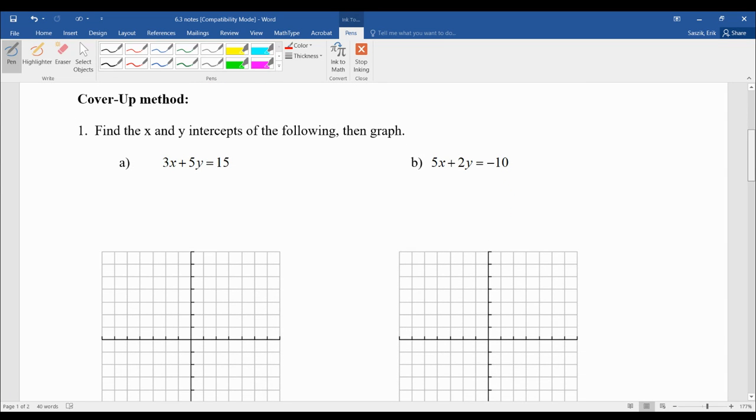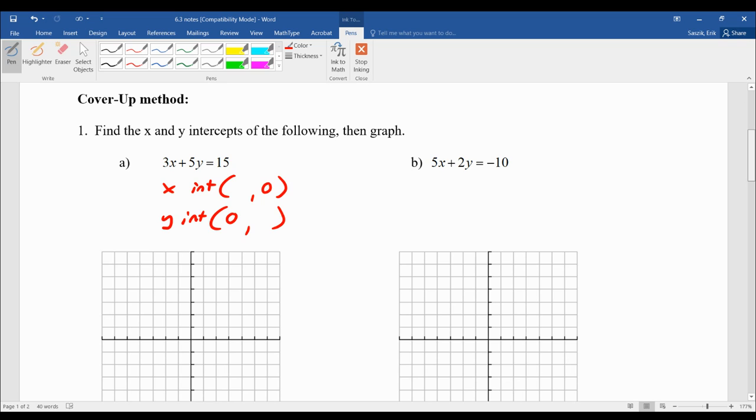Now, what it does is, we could graph this thing if we solve this for y and change it to slope-intercept form. What standard form leads to, though, is this thing called the cover-up method. Let me talk about that for a second. So remember, an x-intercept is where the line crosses the x-axis. Any point on the x-axis has a y value of 0. And the y-intercept would be where the line crosses the y-axis. All of the y-intercepts in the world have in common the fact that the x value is 0.